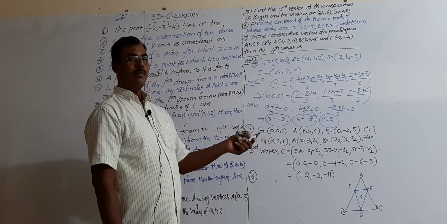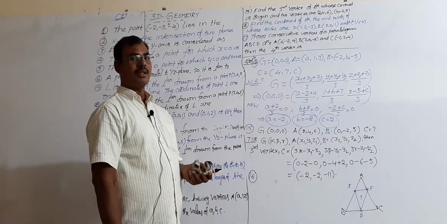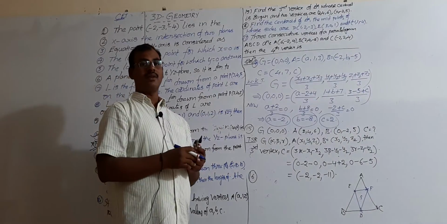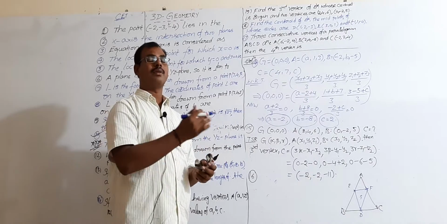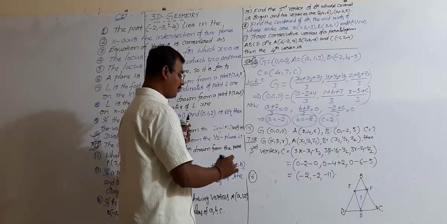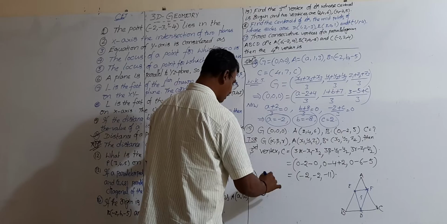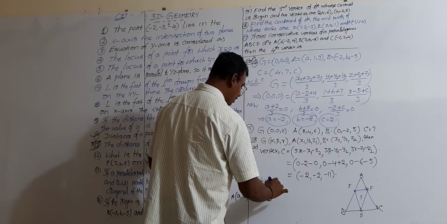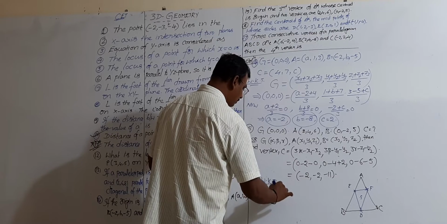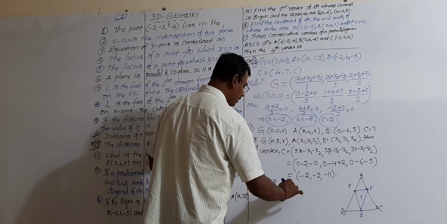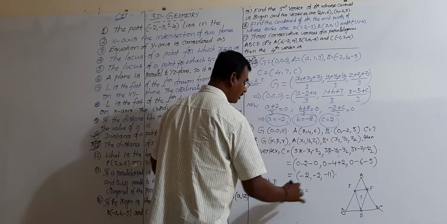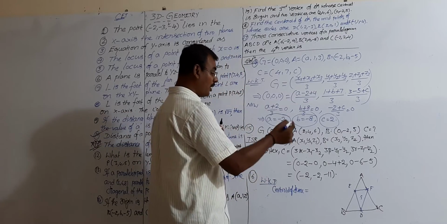Whenever midpoints are given, the centroid of triangle ABC is equal to the centroid of triangle DEF. So we have to remember this result. So the result is: the centroid of triangle ABC is nothing but the centroid of DEF, when the midpoints are given.